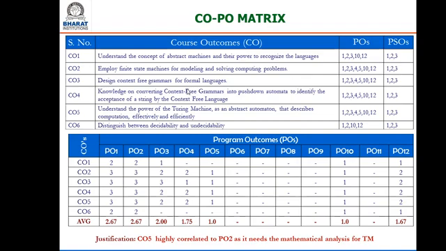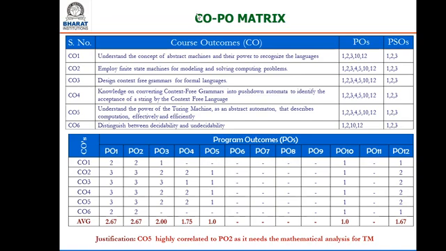Then CO3 is mapped with PO 1, 2, 3, 4, 5, 10 and 12, then PSOs 1, 2 and 3. CO4 is mapped with the POs 1, 2, 3, 4, 5, 10 and 12, PSOs 1, 2 and 3. Then CO5 is mapped with the POs 1, 2, 3, 4, 5, 10 and 12, then PSOs 1, 2 and 3. CO6 is mapped with the POs 1, 2, 10 and 12 and PSOs 1, 2 and 3.